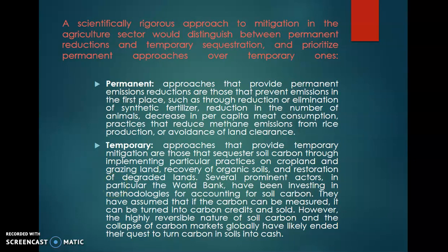So in the next video we will discuss permanent approaches that provide permanent emission reduction and temporary approaches that provide temporary mitigation.